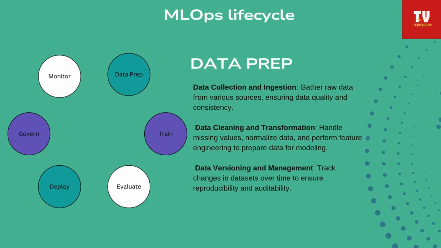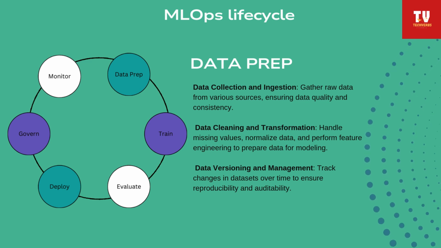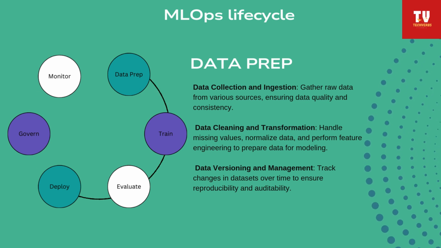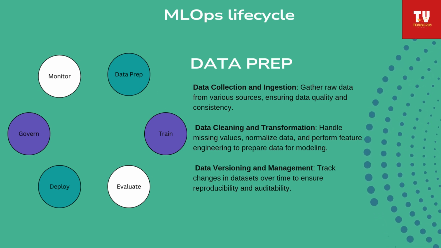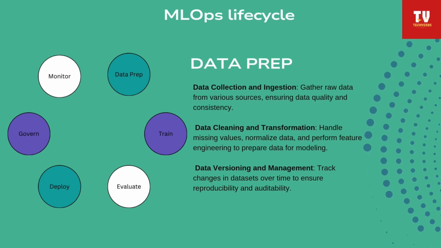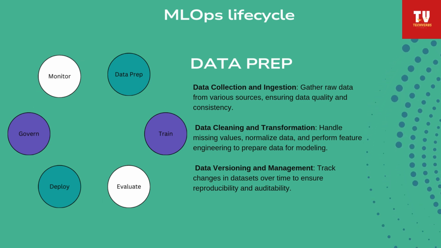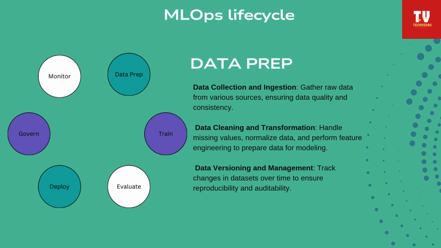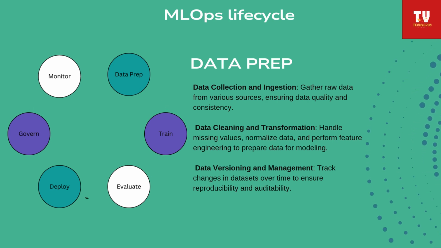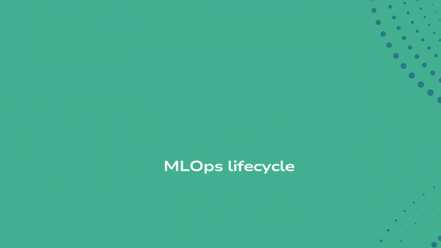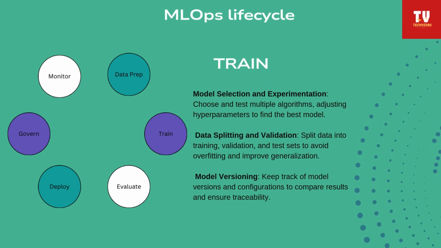First is data preparation. High-quality data is the foundation of every successful model. This step involves collecting, cleaning, and pre-processing data to ensure it's consistent and reliable. Missing values, outliers, and redundant features are addressed. Finally, the data is split into training, validation, and test sets to create a robust pipeline for development.